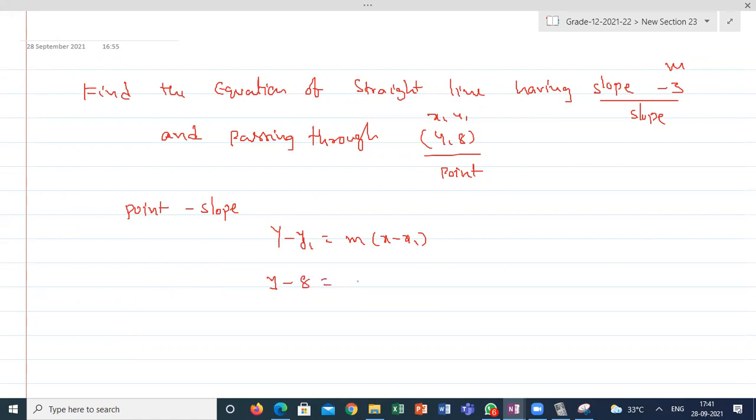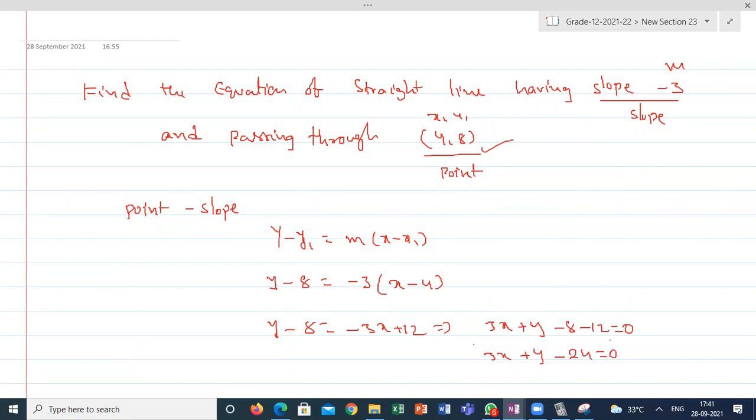y minus 8 is equal to m, which is minus 3, into x minus 4. This will be y minus 8 is equal to minus 3x plus 12. The simplest form is 3x plus y minus 20 is equal to 0. So the equation of line which is passing through this point and having the slope minus 3 is 3x plus y minus 20 is equal to 0. So this is how we can utilize this format.